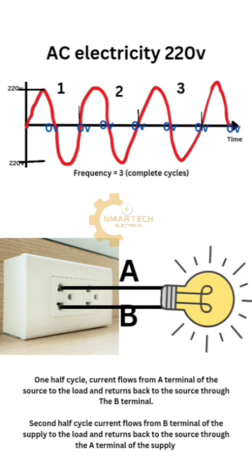So this process will keep on repeating at a very fast rate, going from A to load and coming back through B, going from B to the load and coming back through A. It is happening so fast. This change of polarity happens 50 times in a second. Now, referring back to our graph, you're going to see where I labeled 1, 2, 3. It's explaining the number of complete up and down cycles. That complete cycle is known as frequency. Normally we make use of the 50 hertz frequency, like in my country, Nigeria. What this means is that it's going to change polarity 50 times in 1 second.